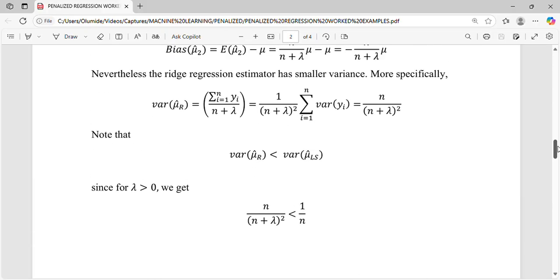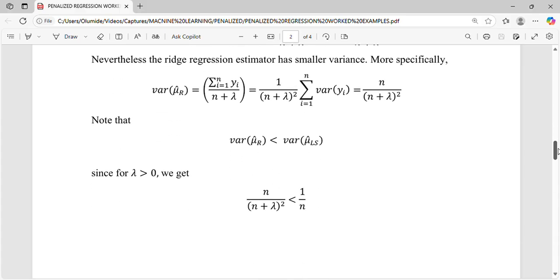So with this, we have been equipped with what actually happens behind the model. This gives us a practical explanation of how penalized regression works.